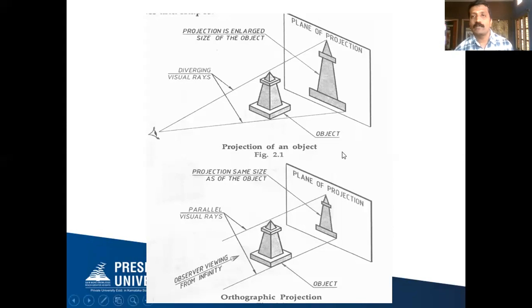So all of you understood this. Next we'll go to the next step.